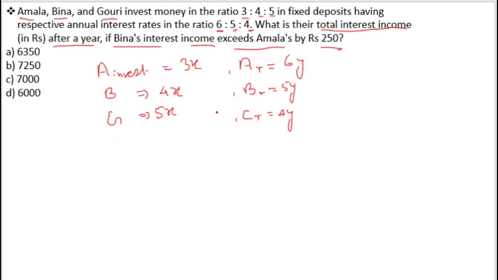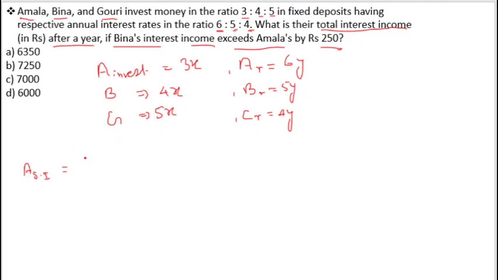Now let us find out the interest income. That means A's simple interest. For 1 year, if you find simple interest or compound interest, you can use the same simple interest formula, unless it is mentioned that the compound interest is compounded quarterly or half yearly. Till then you can use simple interest for 1 year and compound interest also for 1 year with the same formula.